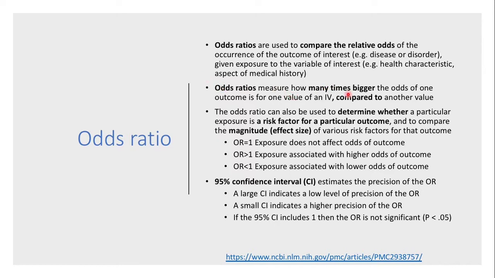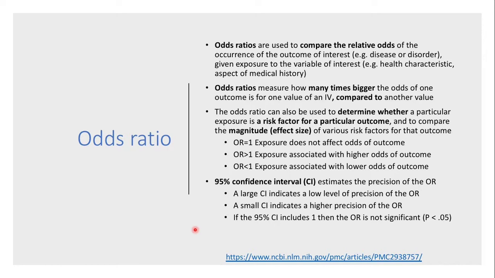Now, an odds ratio compares the relative odds of an occurrence of something. So an odds ratio really means how many times bigger the odds are of some outcome occurring compared to another value. And it has the same kind of way of thinking about it. If the odds ratio is 1, the exposure does not affect the odds of the outcome. If it's greater than 1, the odds are greater. If it's less than 1, the odds are lower of that event occurring.